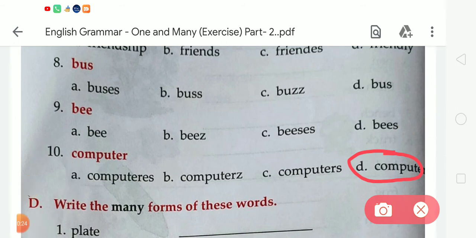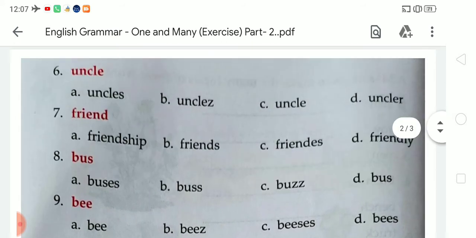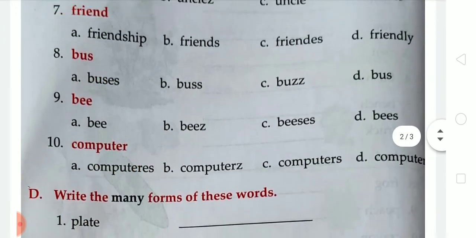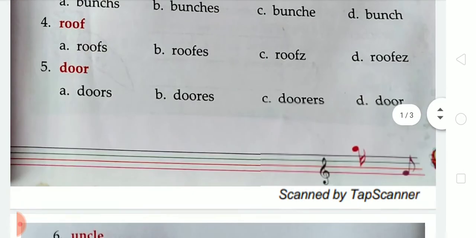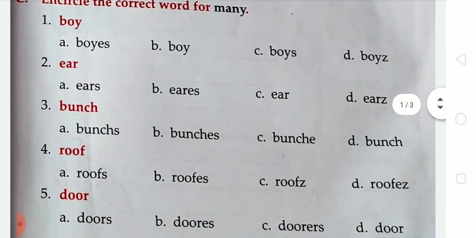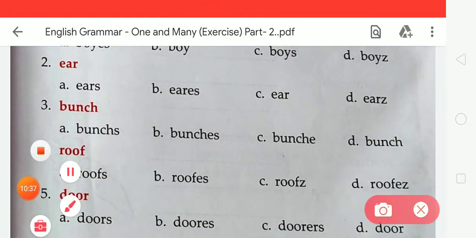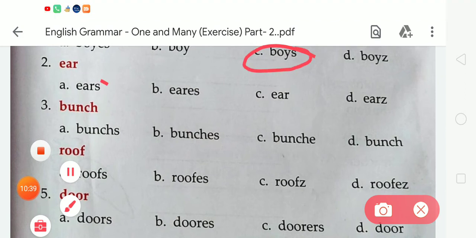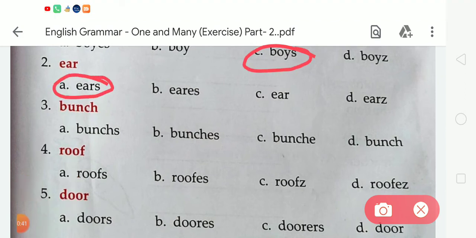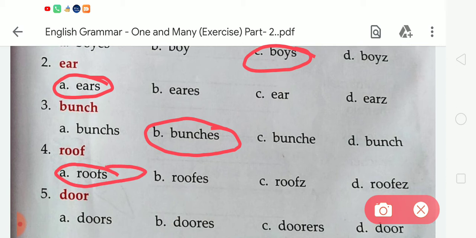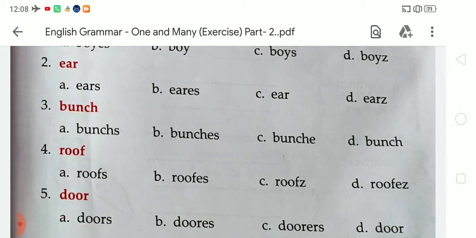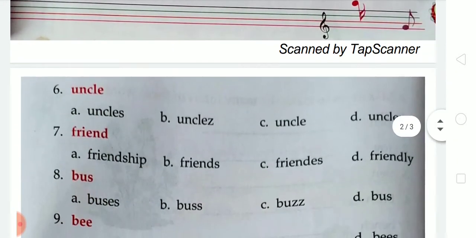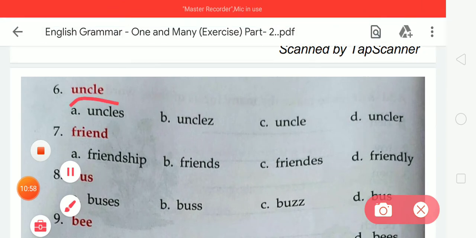Now moving to the next, after completing exercise C, we have to do exercise D. Dear student, one more time we are going to check exercise C. In number 1 we have to circle option number C. In second we have to circle option number A. In third we have to circle option number B. In number 4 we have to circle option number A. In number 5 we have to circle option number A. Now the next, number 6, we have to circle option number A.